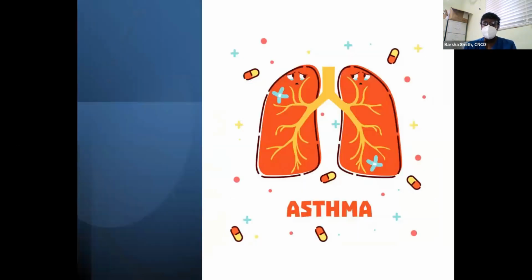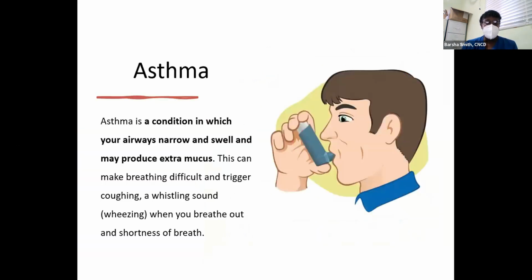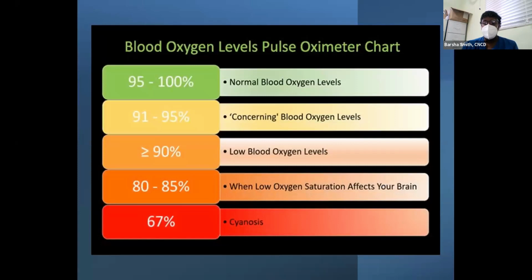And of course, the last CNCD we look at is asthma. We know that asthma is a condition that affects the airway. This can affect how the person breathes and causes that wheezing sound. We look at the person's O2 sat. So every person that has asthma, once they present to the clinic, should have their O2 sat measured. And of course, we know the normal is 95 to 100.